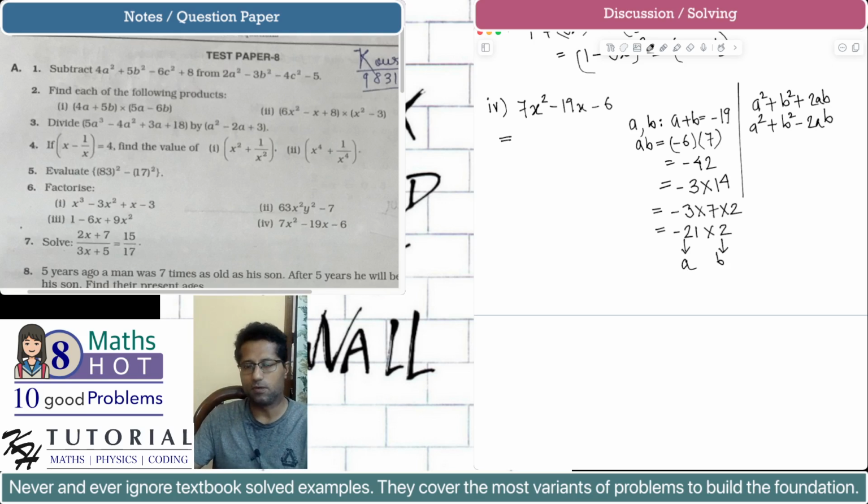Whenever you have found A and B in factorization of a quadratic trinomial, then you can directly write the factorization form of the given expression, and it will be x plus A multiplied by x plus B. So you can consider any value as A and any value as B. Essentially it will be x minus 21 multiplied by x plus 2. So this will be the factorization of the given expression. Okay.